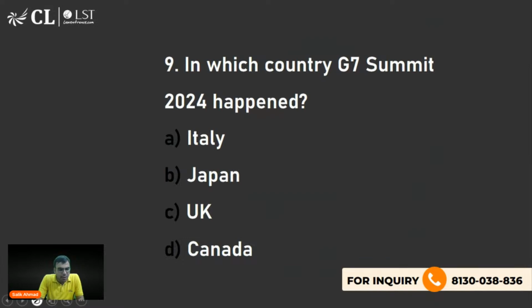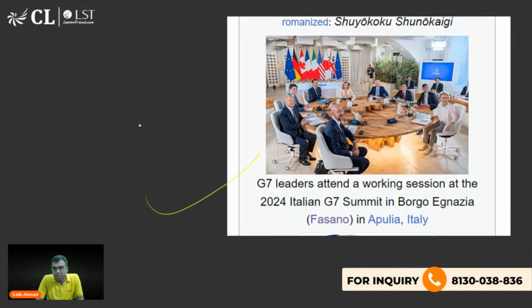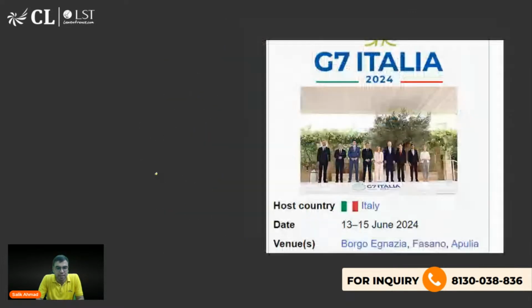So in which country did the G7 Summit 2024 happen? Italy, Japan, UK, Canada. What is the right answer? Yes, it happened in Italy. And who was the host? So it happened in Fasano, in Apulia, in Italy. Yes, PM is Giorgio Meloni. Yes, Shruti, very good. So this is the place where the G7 Summit 2024 happened, from 13 to 15 June 2024, Italy.